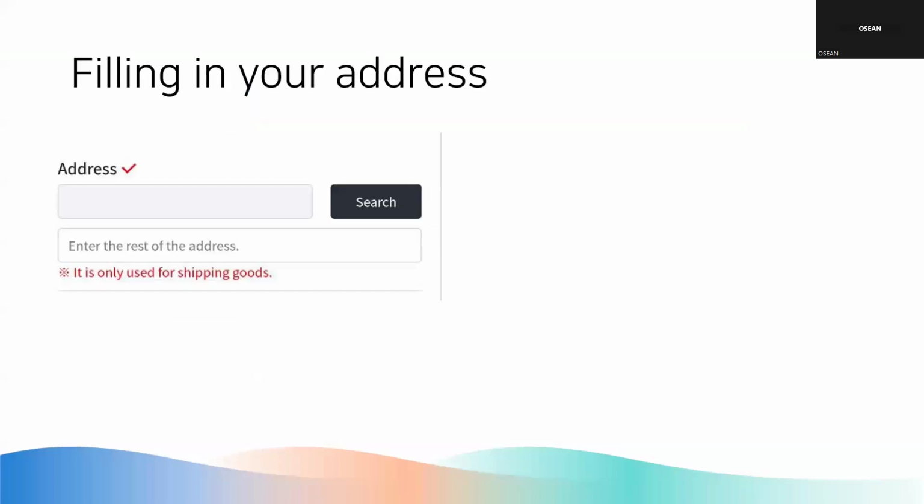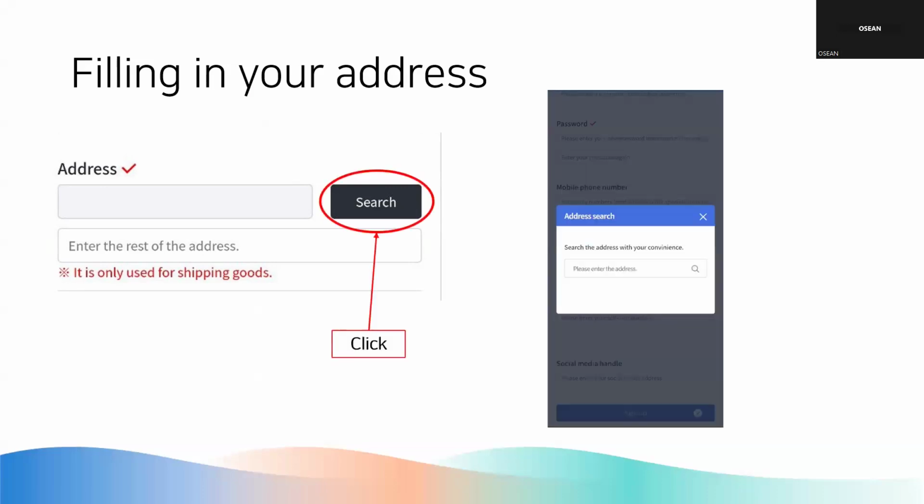Now, one thing that came up during the workshop is how to fill in your address. In South Korea, you can fill in your address by clicking the search button. So what you do is you click this search button and this pop-up will appear. And then now here is where you type your address. And I repeat, you have to click the search and then type the address. Otherwise, you will not be able to key in your address.